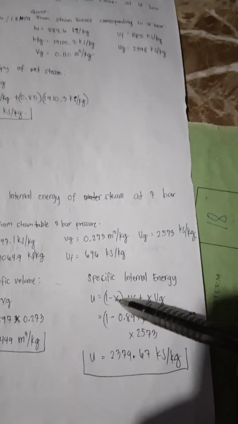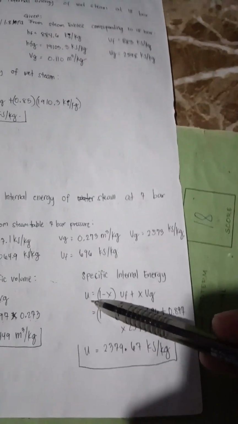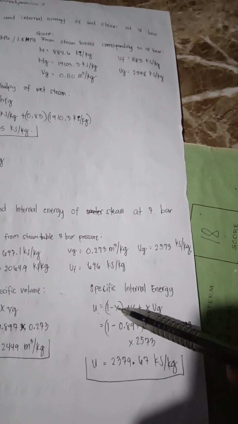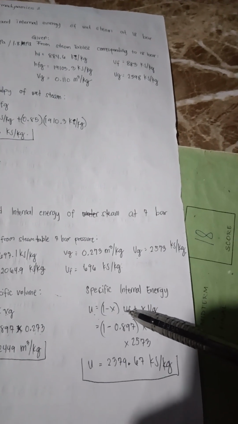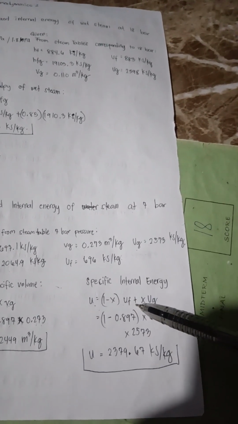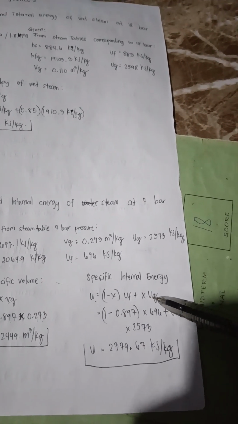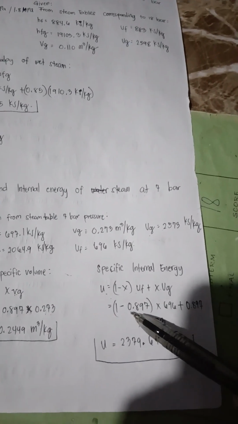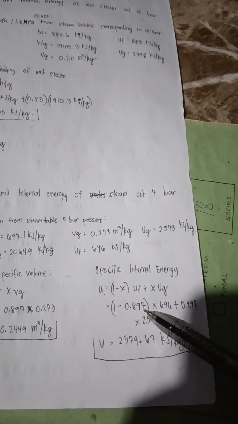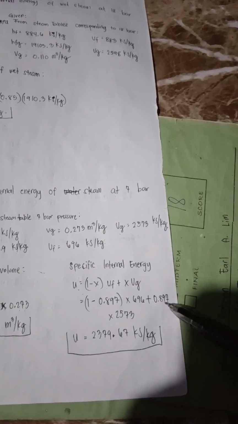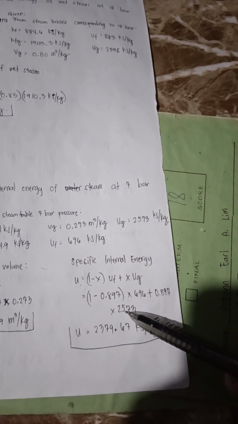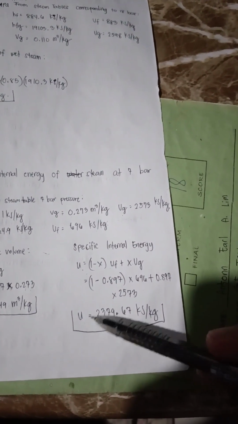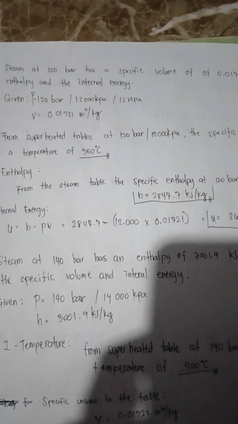For the specific internal energy, we can use this equation: internal energy is equal to (1 minus X) times the internal energy of saturated liquid plus X times the internal energy UG of the saturated vapor. Substitute the given values: (1 minus 0.897) times 696 plus 0.897 times 2573. So the specific internal energy would be 2379.67 kilojoules per kilogram. I'm done with question number 21.